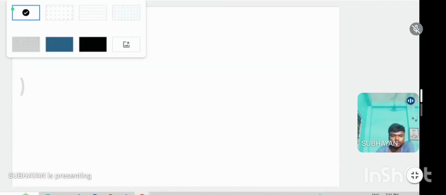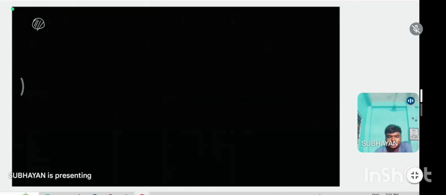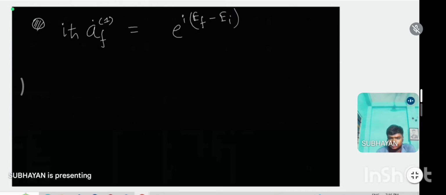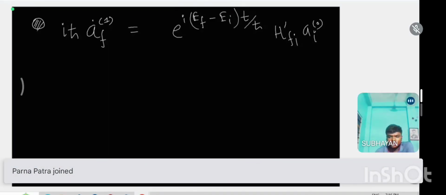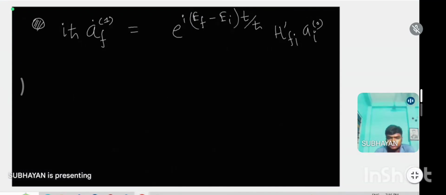So we have to follow the Schrodinger equation from the perturbation expansion. The Schrodinger equation in first order correction of the perturbation expansion is i h cut A F first order correction dot is equal to e to the power i (E F minus E I) t by h cut, H prime of F I, A I naught, and it will be summation over R.